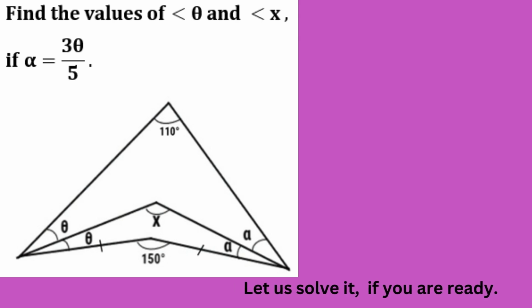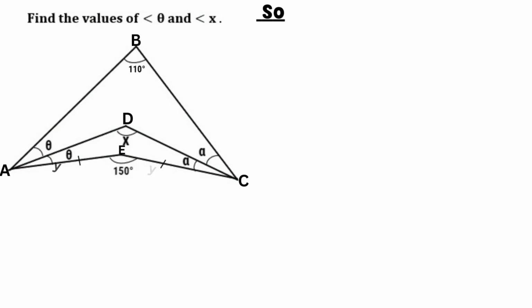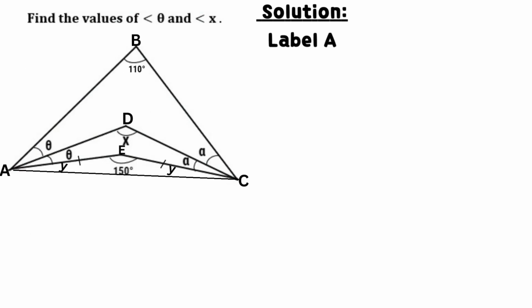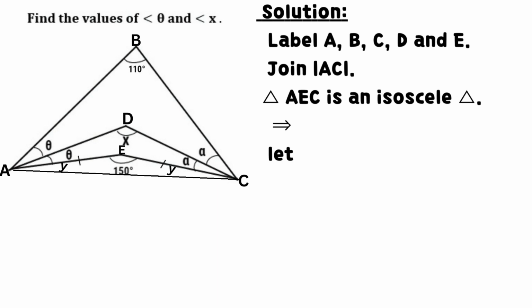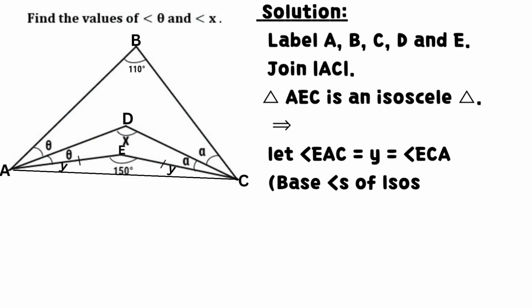Find the values of angle theta and angle x, if alpha equals the product of 3 and theta divided by 5. Label A, B, C, D and E. Join line AC. Triangle AEC is an isosceles triangle.